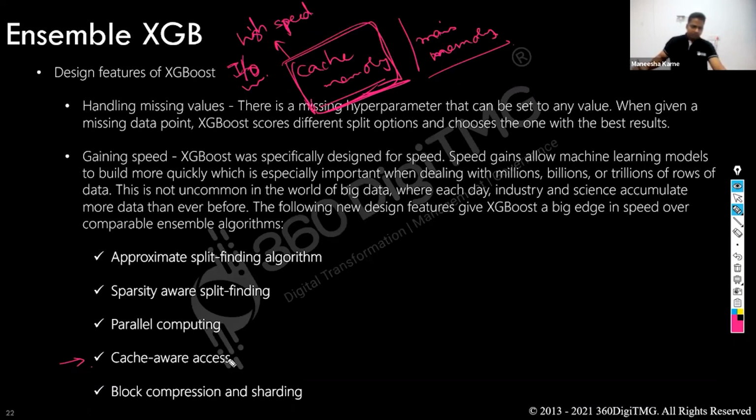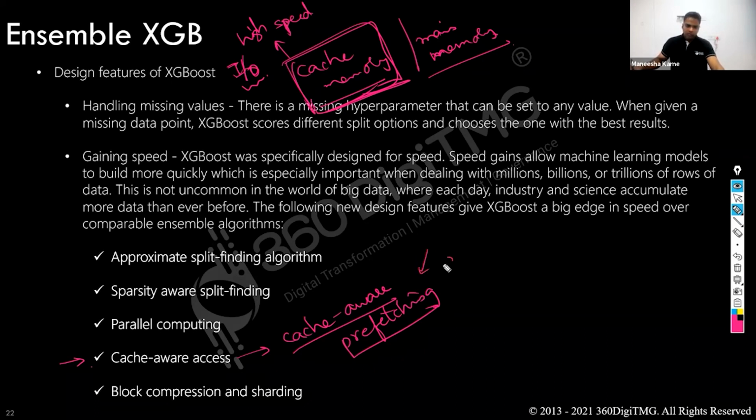So within this, there is something called cache aware prefetching. These are all research papers, friends. I've just made a note of all the research paper articles. So there is something called cache aware prefetching. What your XGBoost does is it's going to allocate a specific buffer wherein all of your gradient related statistics are kept.